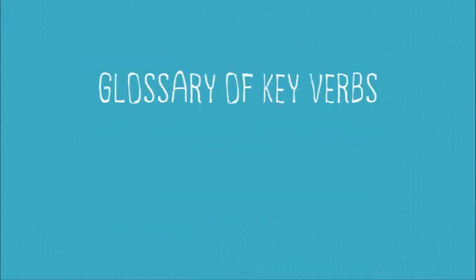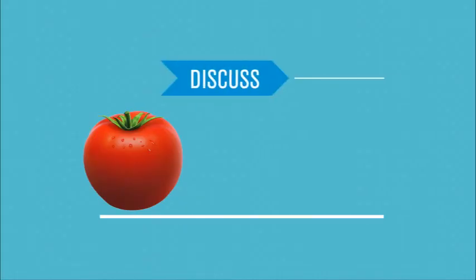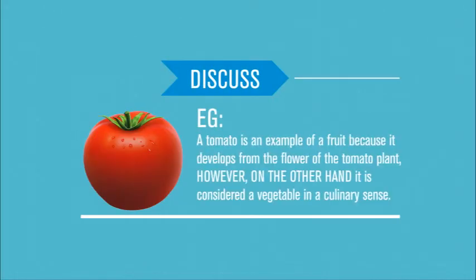Another HSC verb that's often used in food technology is discuss. And what I like to tell my students is to remember that a discussion is a two-way thing. You don't normally have a discussion all by yourself. If I had to apply discuss to our tomato, so if you remember what a description of a tomato is, if we now had to discuss a tomato, how would that be different?